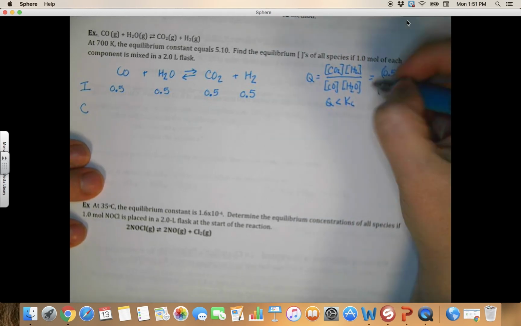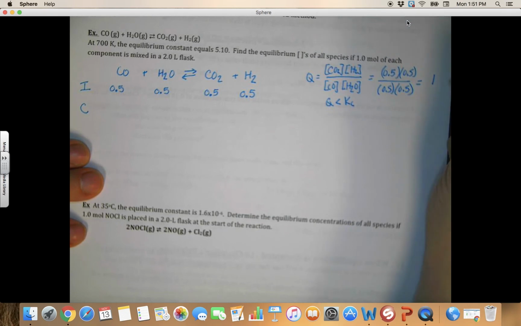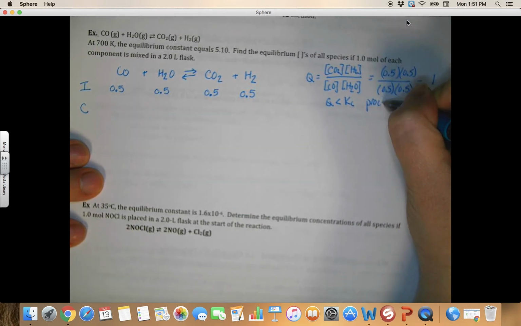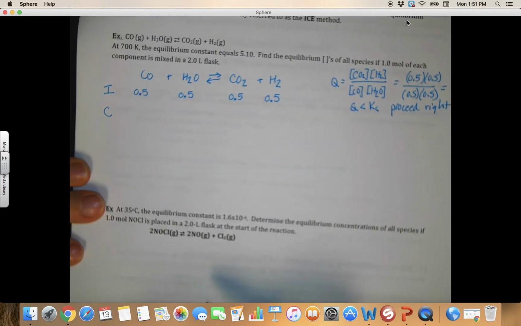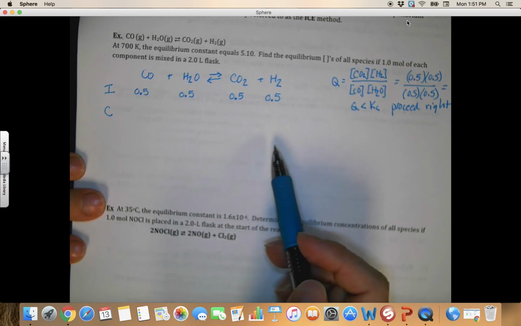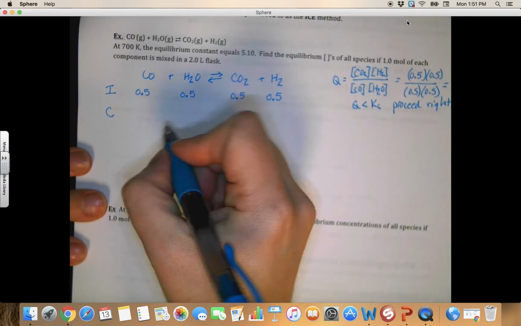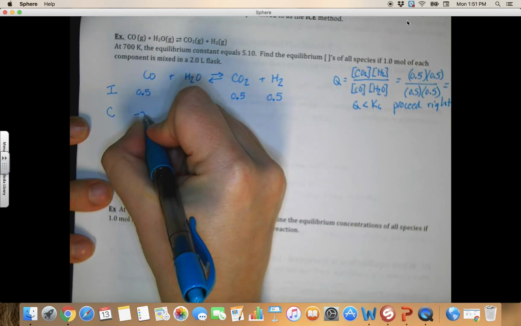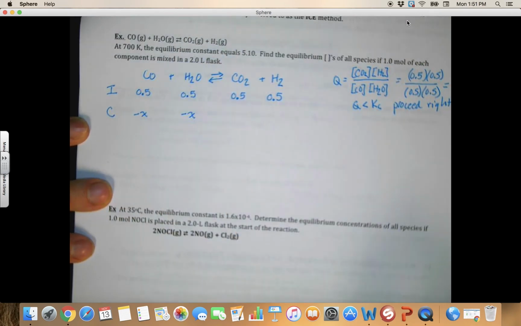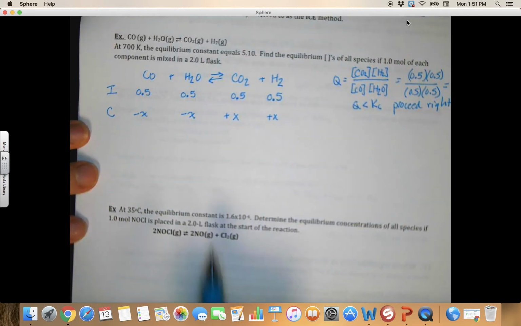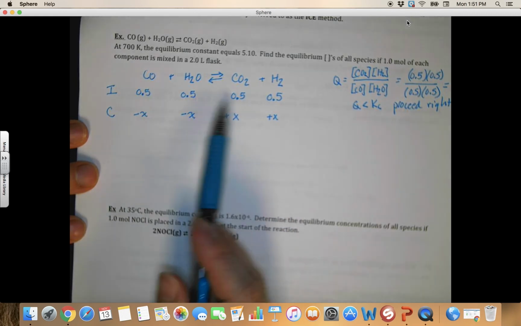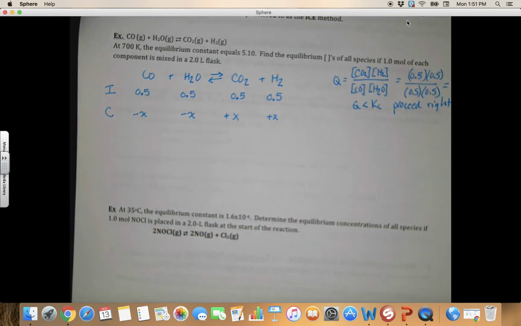So the reaction is going to proceed until we have more of our product. So it's going to proceed right. Well, what that means is that we're going to gain some amount of product and we're going to lose some amount of reactant. And that some amount we're going to call X. So we're going to lose X from our reactants, and we're going to gain X for our products. Now, all of these are a 1-to-1 mole ratio, so it's just 1X that's being gained or lost.